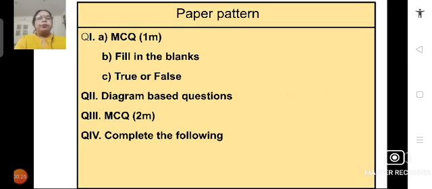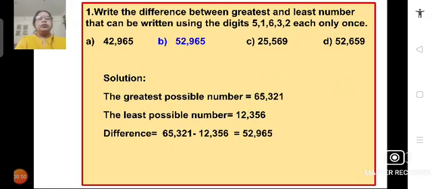So here is the paper pattern. You have question number 1, which consists of 3 parts: A. MCQ, B. fill in the blanks, C. True or false. Question number 2 will have diagram based questions. Then question number 3, MCQ. Question number 4, complete the following. Now let's proceed with the revision.